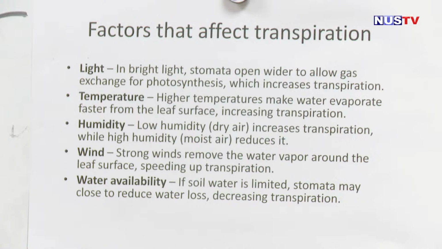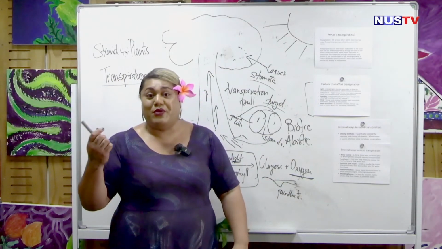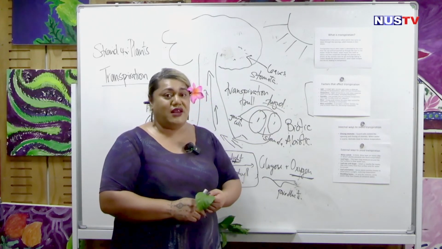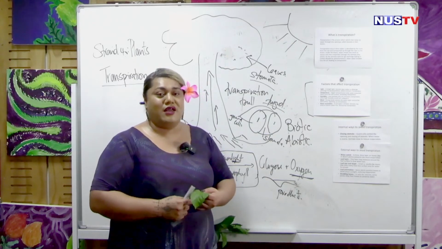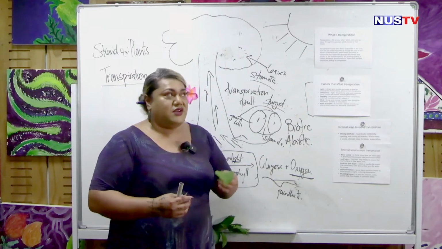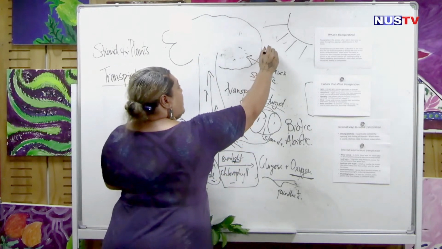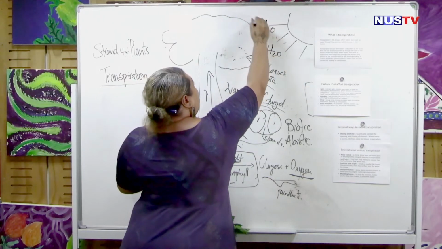Humidity. Humidity normally refers to the amount of water in the atmosphere. In the morning, the humidity increases. So if you increase the humidity, the H2O moves out of the leaf more slowly.